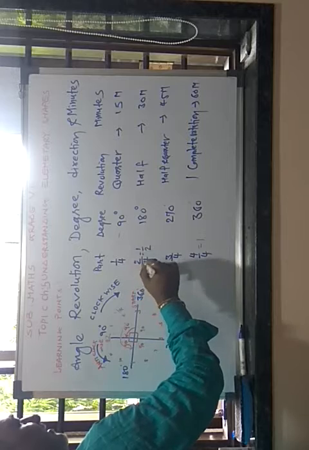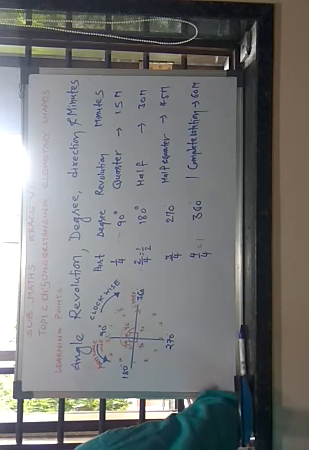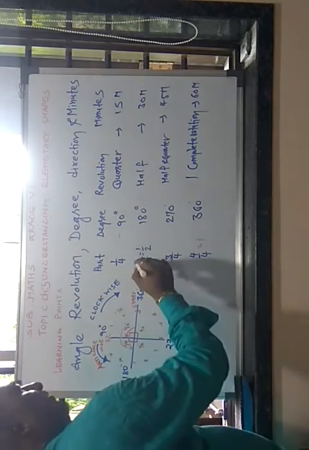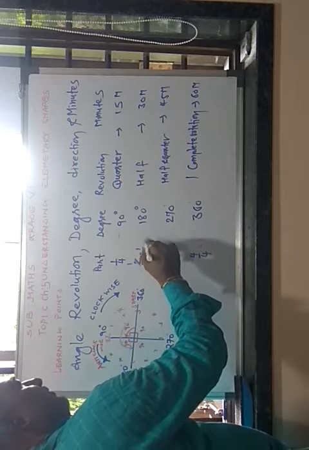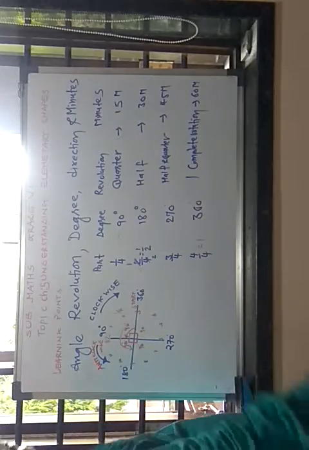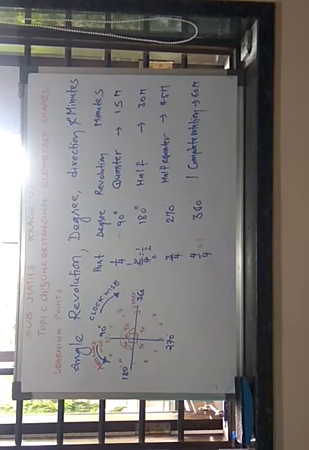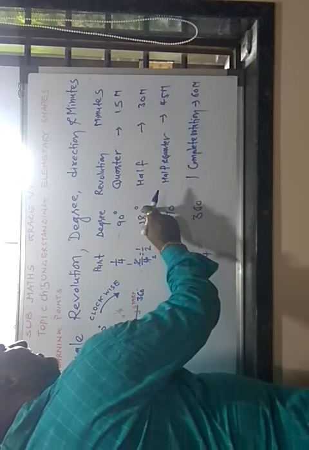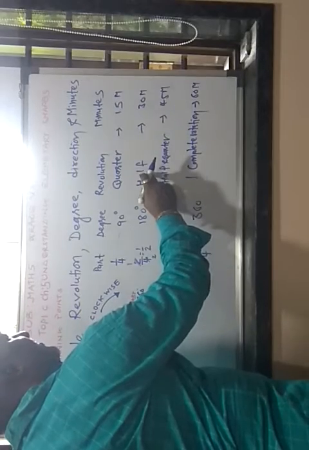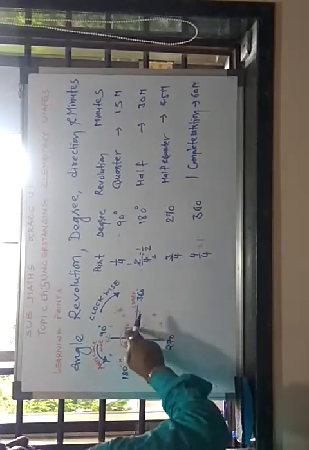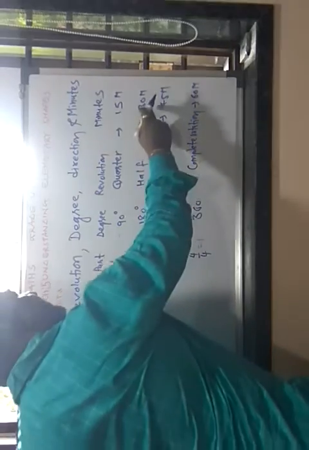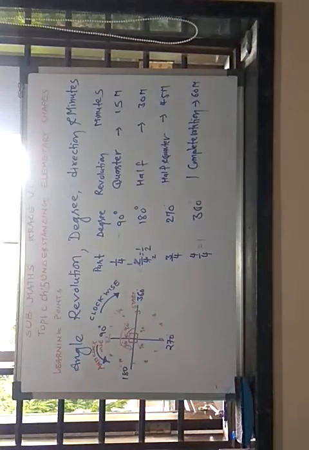2 ones are 2, and 2 twos are 4, so 2/4 means 1/2. 1/2 means what? 180 degrees. So 180 degrees means half rotation, half revolution. So within half revolution, how much time is covered? 30 minutes. So this table you remember.